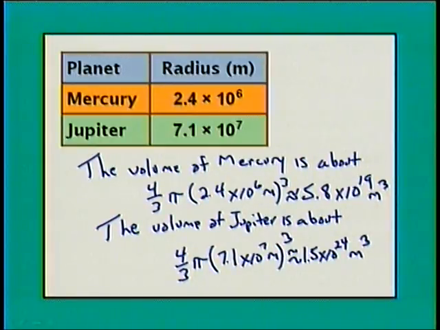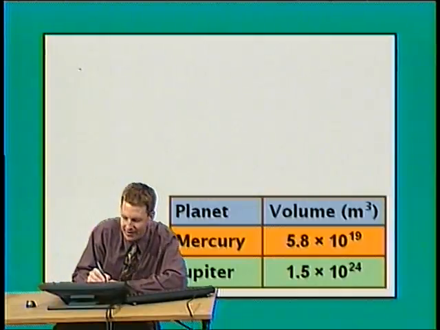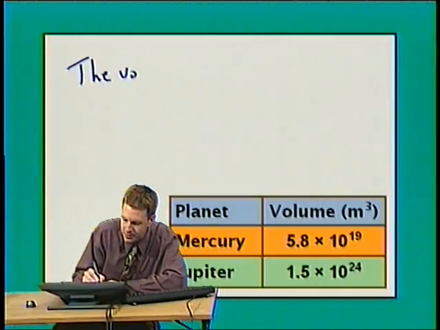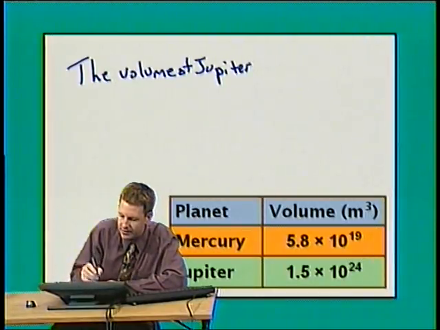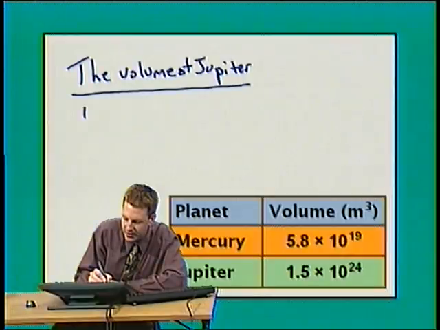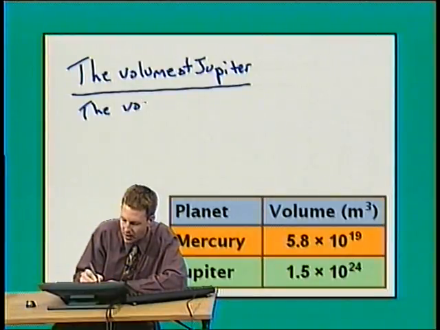Now this question, what we want to do is we want to compare these two volumes. And the appropriate way to compare the two volumes is with a ratio. So let's make a ratio. Let's compare the volume of Jupiter with the volume of Mercury by dividing the volume of Mercury into the volume of Jupiter.